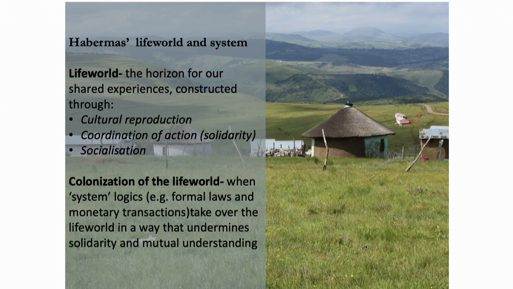Habermas describes how, as societies grow and modernize, it's inevitable that social relations become at least partly governed by a functional logic and by strategic action. But it's when the system of modern societies takes over in a way that undermines local mutual understanding and solidarity that problems occur. And Habermas talks about this as colonization of the life world.